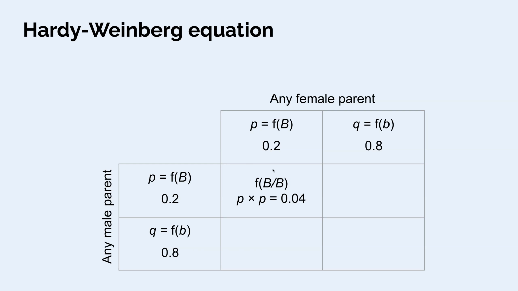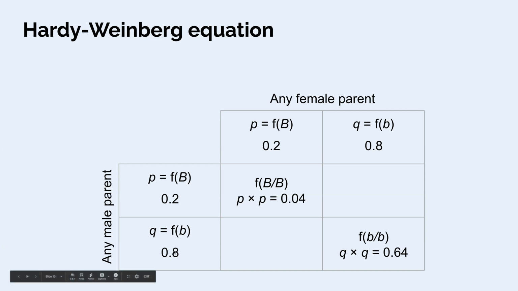So to combine these together, if we want to ask what are the chances of the offspring being big B, big B, that's the chance that mom gives a big B and dad gives a big B. This was a 0.2 chance from mom, a 0.2 chance from dad. We need both of these things to happen to get this genotype, so it becomes p times p, or p squared, which here is 0.04. Same thing for the little b's, 0.8 and 0.8. Both of those have to happen together. 0.8 times 0.8 is 0.64.